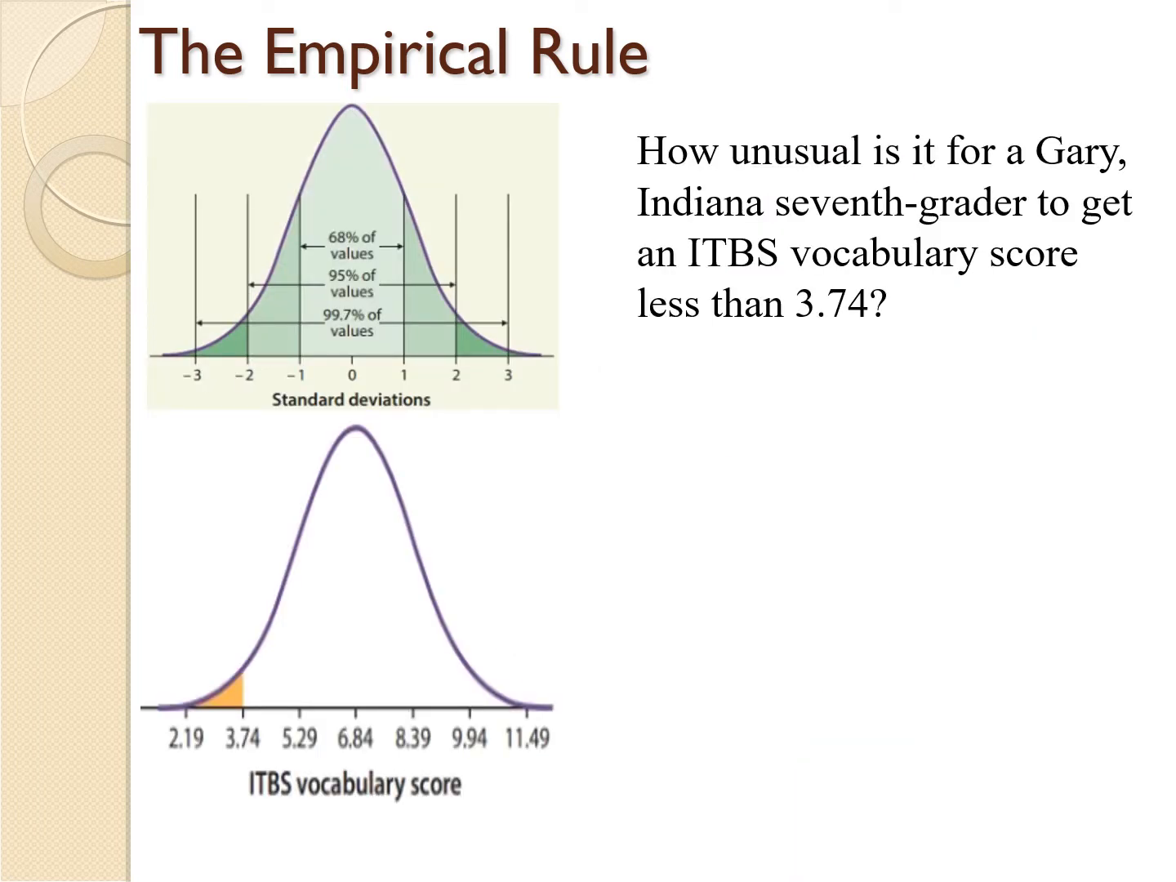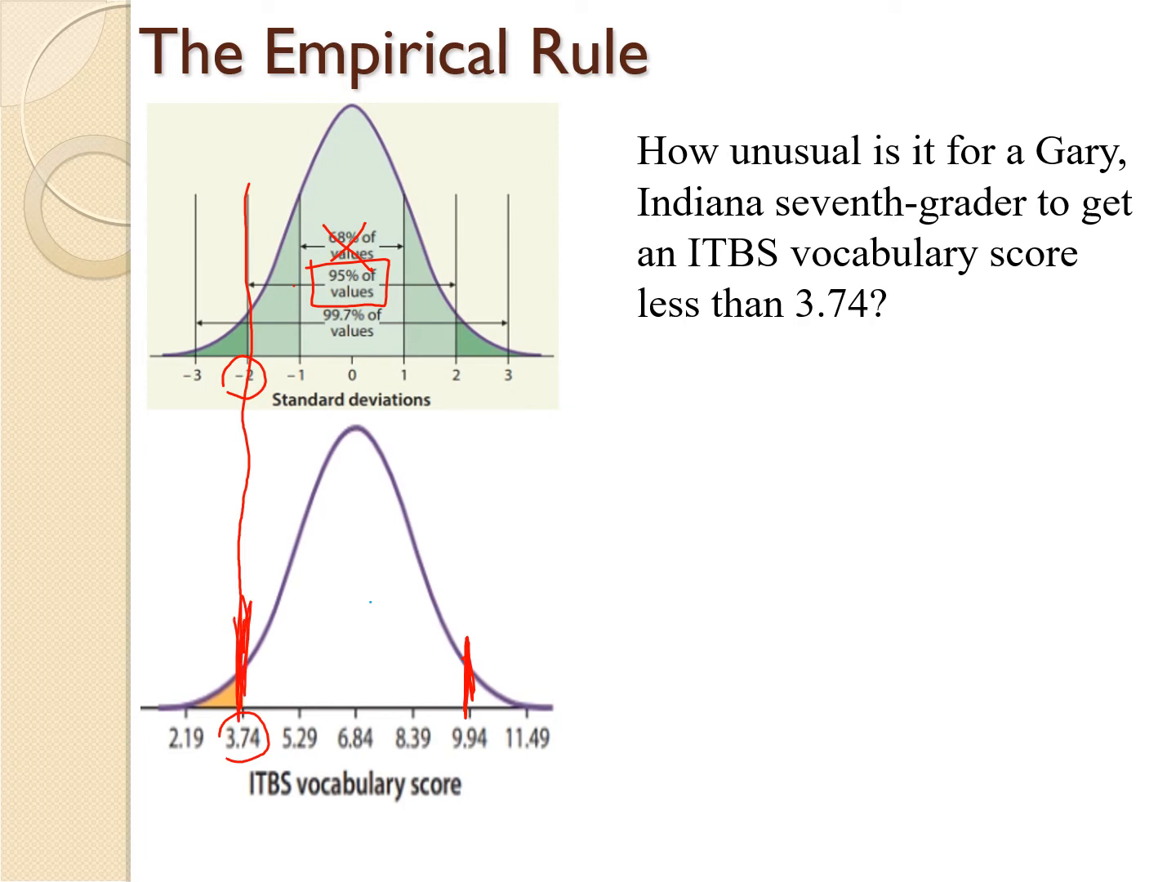Now, the question that's being asked is how unusual is it for a Gary, Indiana 7th grader to get an ITBS vocabulary score less than 3.74? So when we look at this, we should note that 3.74 is exactly 2 standard deviations below the mean. Now, from the empirical rule, that allows us to match it up with a number. It's a 68, 95, 99.7 rule. This is 2 standard deviations from the mean, so it's going to that second one, not the 68, but the 95. Now we know that this value is on the border of the center section holding 95% of the data.